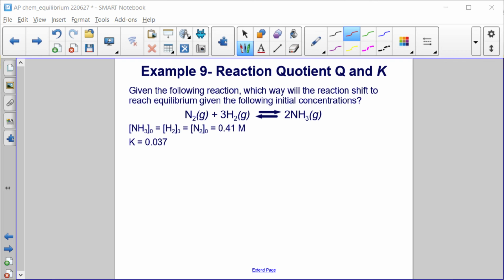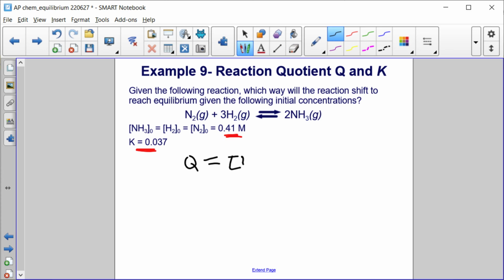Example 9, reaction quotient Q and K. Given the following reaction, which way will the reaction shift to reach equilibrium given the following initial concentrations? So we have this reaction of N2 gas plus 3H2 gas produces 2NH3 gas. We're given 3 initial concentrations, and we're given the equilibrium constant K. So our reaction quotient, Q, is written just as we would write the equilibrium constant expression.